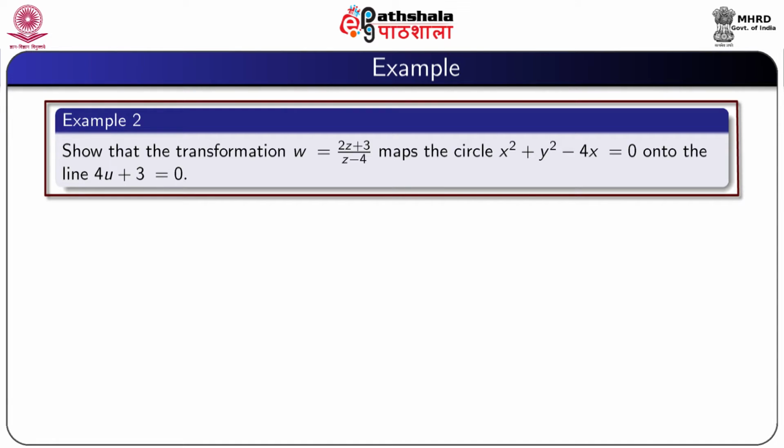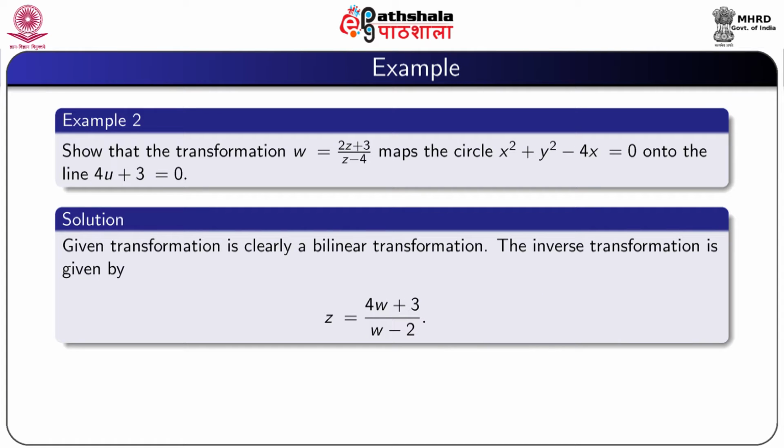So, now we consider an example: show that the transformation W equal to 2z plus 3 by z minus 4 maps the circle x square plus y square minus 4x equal to 0 onto the line 4u plus 3 equal to 0. So, given that W equal to 2z plus 3 by z minus 4, here AD minus BC equal to minus 11, which is not 0. Therefore, the given transformation is clearly a bilinear transformation.